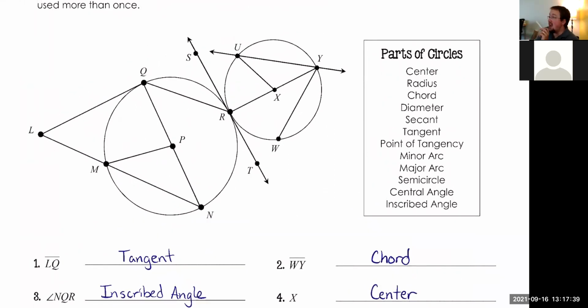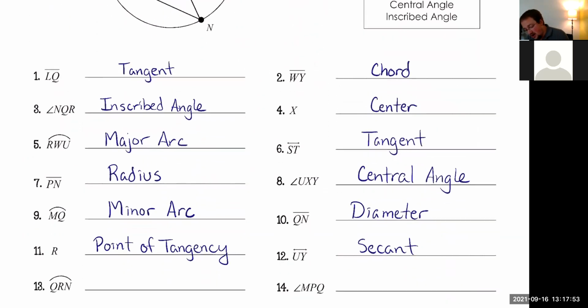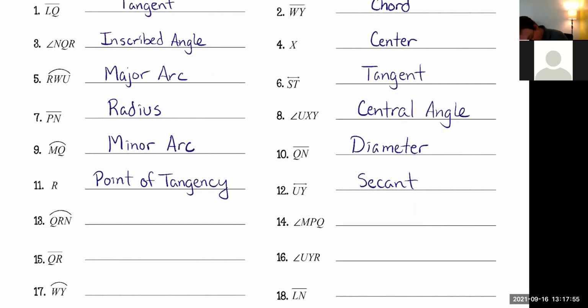So I heard major arc and I heard semicircle. It's tempting at first to say major arc because there are 3 letters to name it, but when you look at the endpoints, Q and N, yep, QN is a diameter, which means that arc is a semicircle.